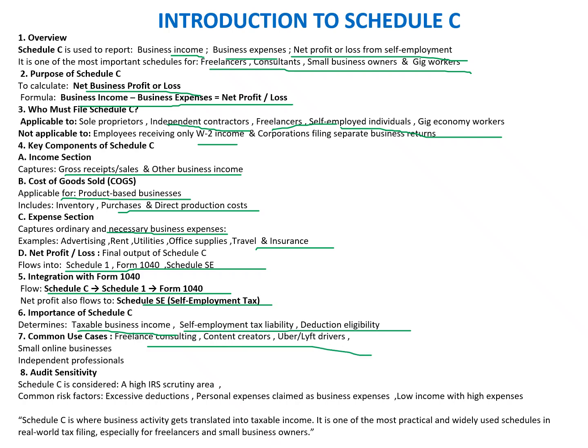Schedule C is considered a high-risk or heavily scrutinized area by the IRS because it includes all the deductions. The risks are that excessive deductions can be claimed, personal expenses can be claimed, and low income with high expenses can be reported. So Schedule C is where the business activity gets translated into taxable income, and it is the most practical and widely used schedule in real-world tax filing. So we'll move to the next slide.